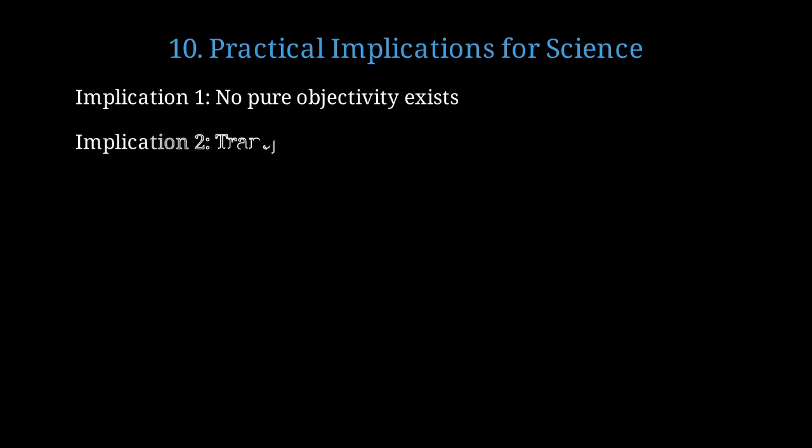What are the practical implications of this paradox for how we do science? First, we must accept that pure objectivity does not exist. All observation involves interpretation. Second, transparency about our theoretical assumptions becomes absolutely critical. We must state our frameworks explicitly.